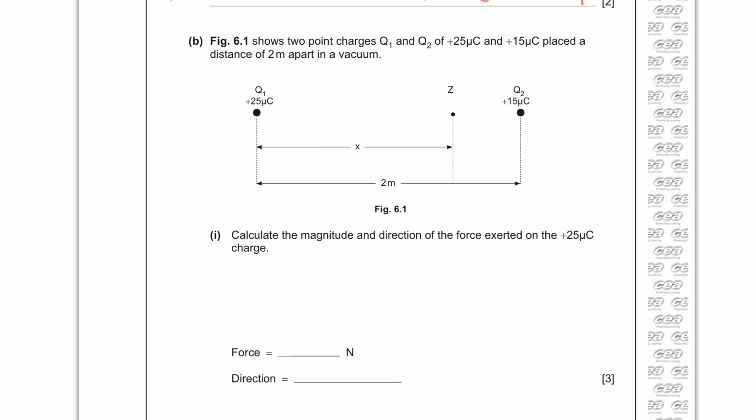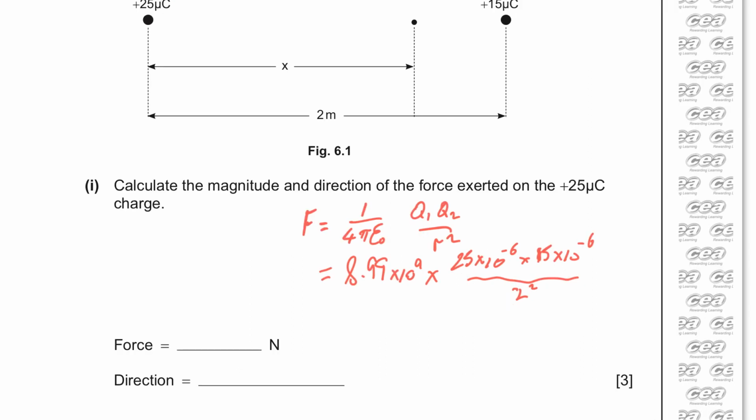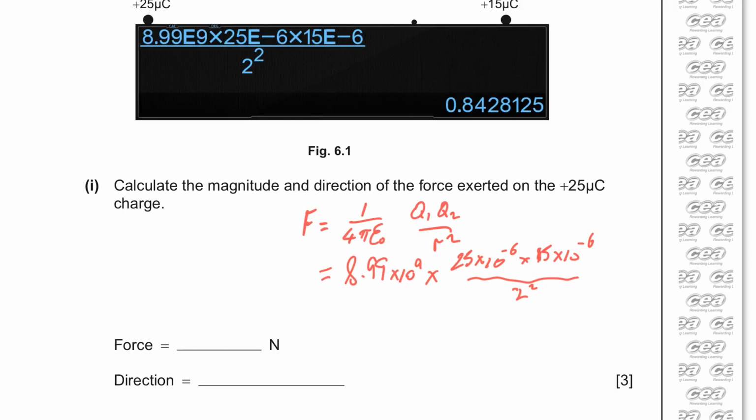So the force between these, we have an equation for it. F is 1 over 4 pi epsilon naught Q1 Q2 over r squared. And so 1 over 4 pi epsilon naught is this 8.99 times 10 to the 9 figure. Q1 is 25 times 10 to the minus 6, Q2 is 15 times 10 to the minus 6, and r is 2, so it's 2 squared on the bottom. And that comes to 0.84.